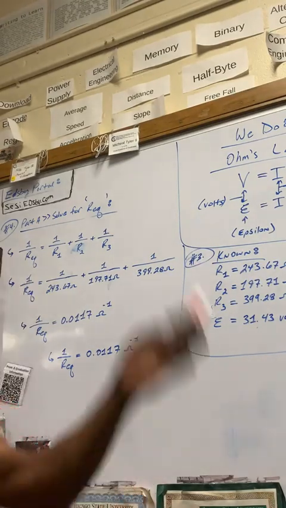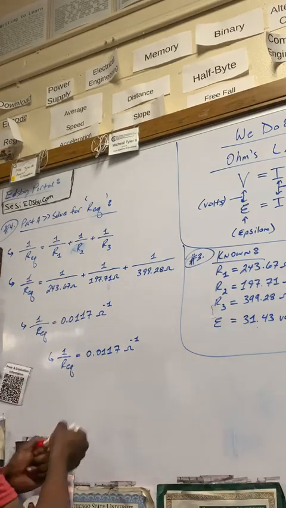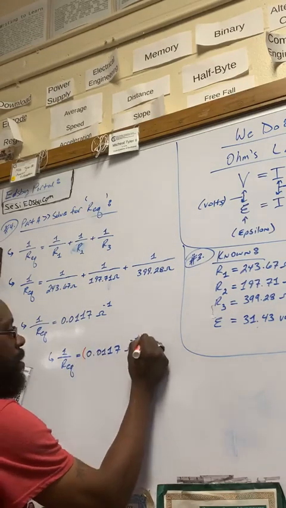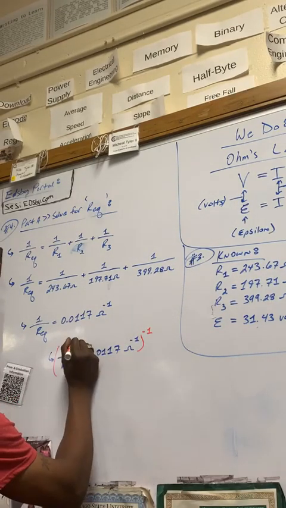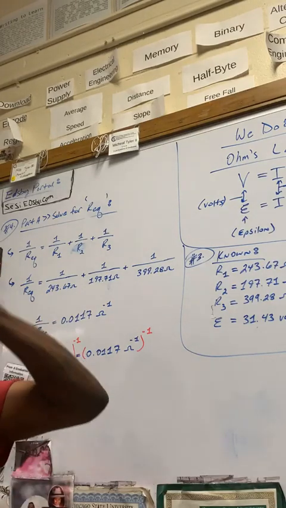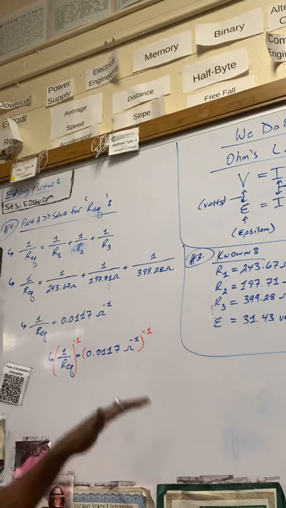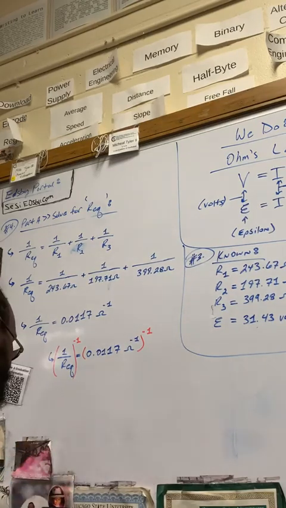All right, now how do I fix this? Well, I just raise everything to the negative 1 and it should flip the fraction. What you do to one side, you gotta do to the other. It's an algebra rule. All right? And then I'm gonna do the same thing to this. That allows me to flip the 1 over REQ to REQ and then calculate the real value of our equivalent resistance. So let's do that.